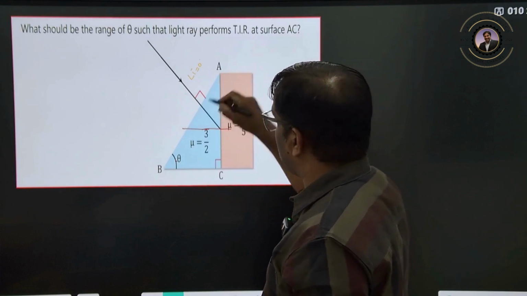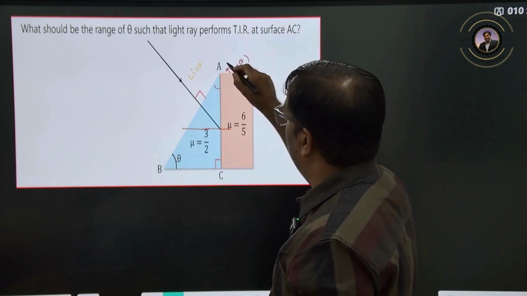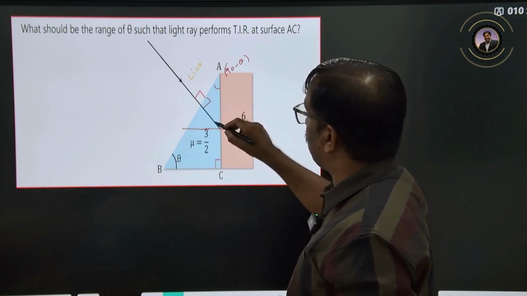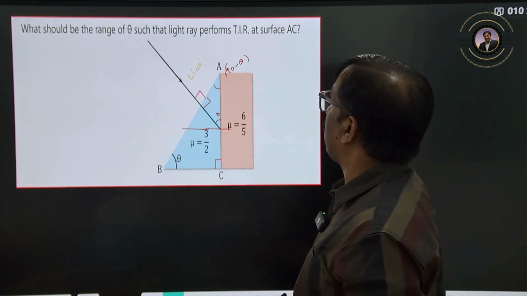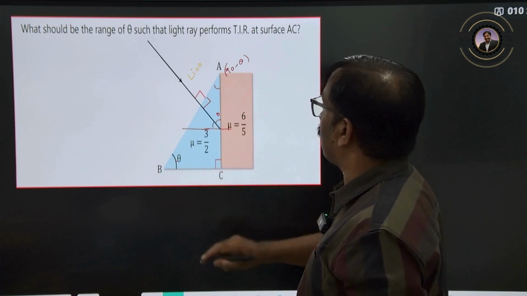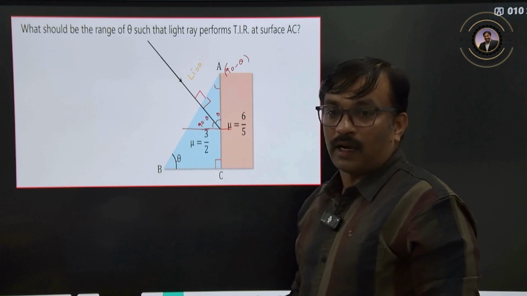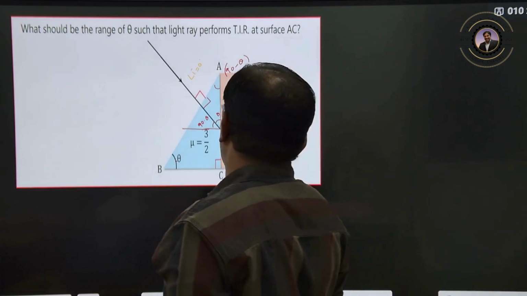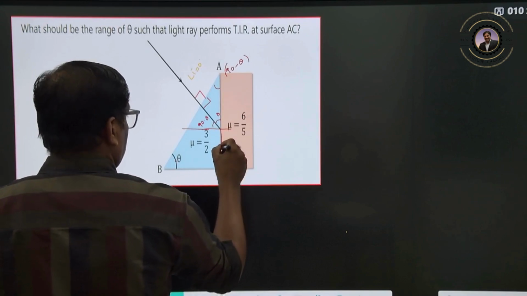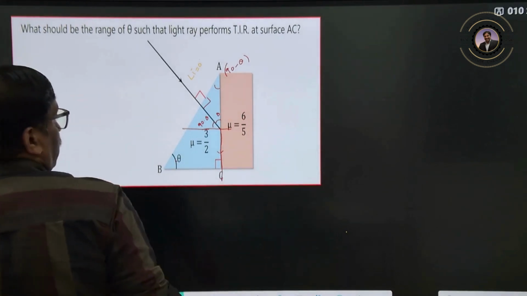This is 90. So this is theta, this is 90 minus theta. Clear? So therefore this also will be 90. So this should compulsorily be theta. Clear? This is theta. This should be equal to 90 minus theta. Understood? So 90 minus theta. So therefore now it should go like this, so that total internal reflection will take place on this.